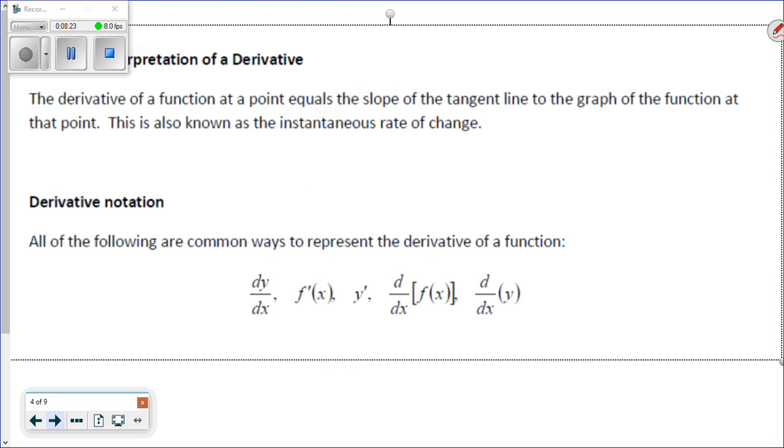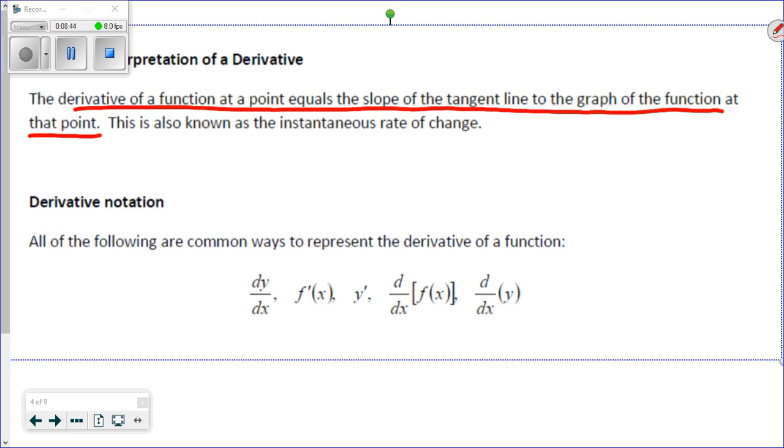Okay, but the other thing that's really important is that you, in your mind, connect derivative to slope of the tangent line. So the graphical interpretation of the derivative of a function at a point equals the slope of the tangent line to the graph of the function at that point. And because slope is a rate of change, since we're finding slope at a single point, we sometimes also call this an instantaneous rate of change. Different from average rate of change. Average rate of change would be the slope of the secant line, and instantaneous rate of change would be the slope of the tangent line.